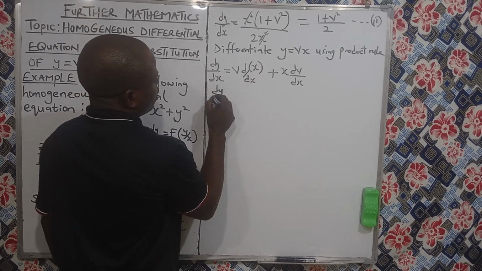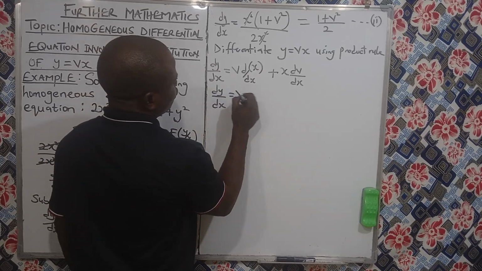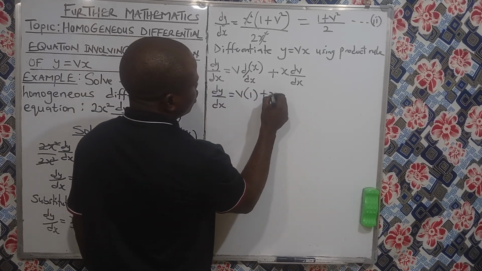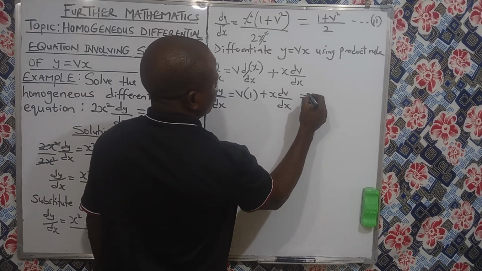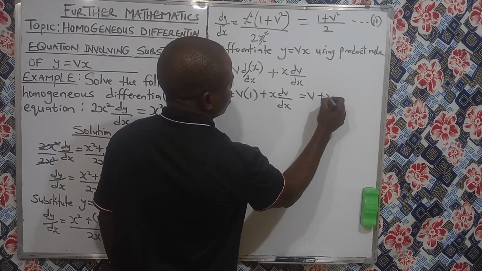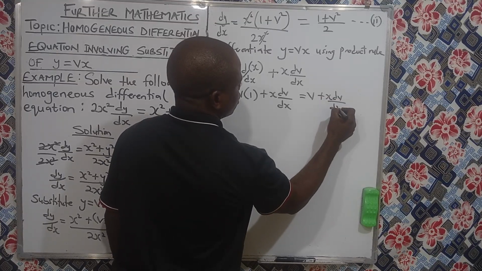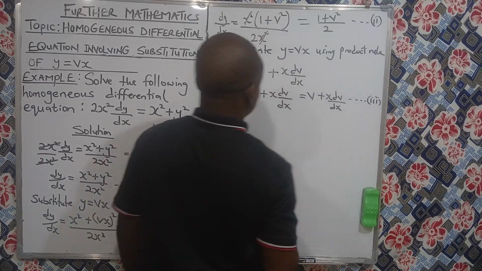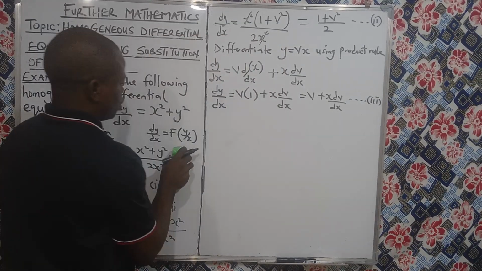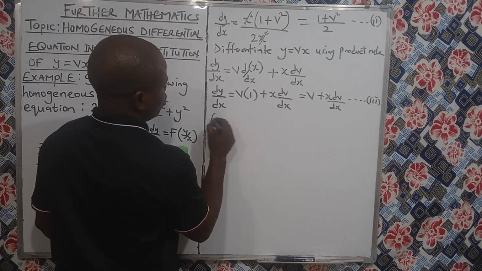Now, dy over dx equals v into 1 plus x dv over dx, which is equal to v times 1, that's v plus x dv over dx. That's equation 3.